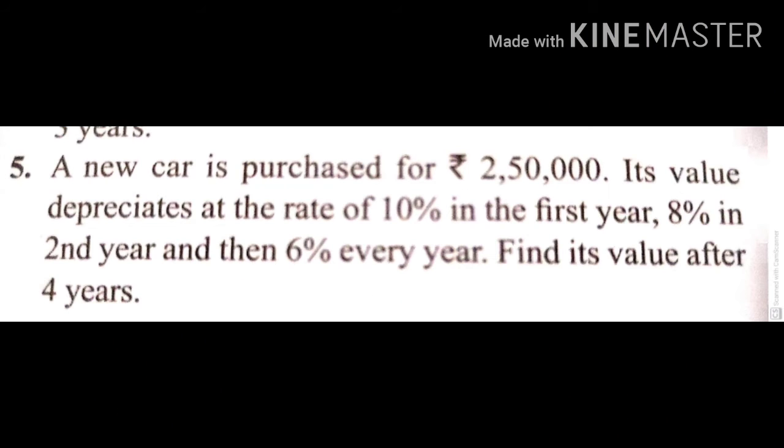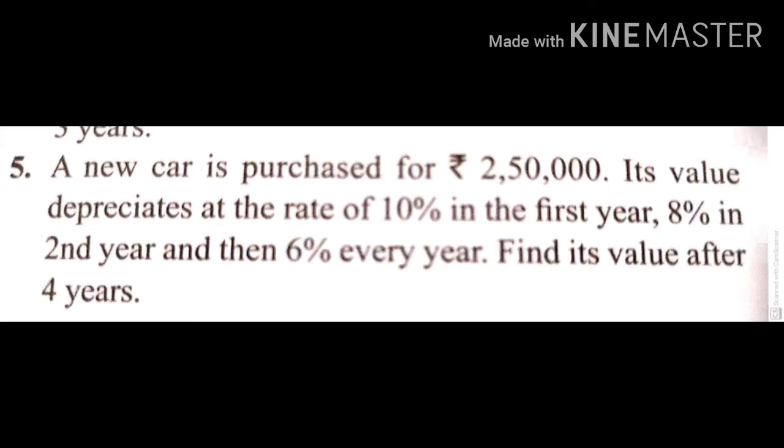Now move on to the next, question 5. A new car is purchased for rupees 2,50,000. Its value depreciates at the rate of 10% in the first year, 8% in the second year, and then 6% every year. Find its value after 4 years. Means the time period is 4 years.